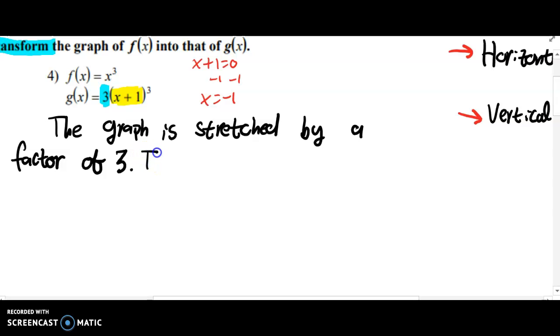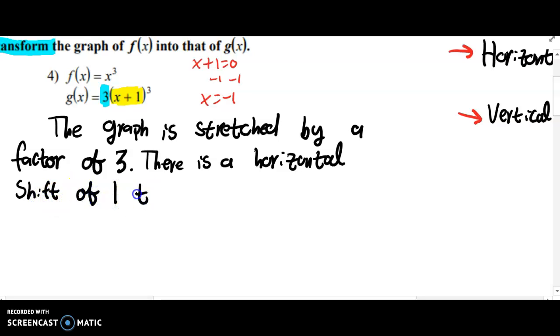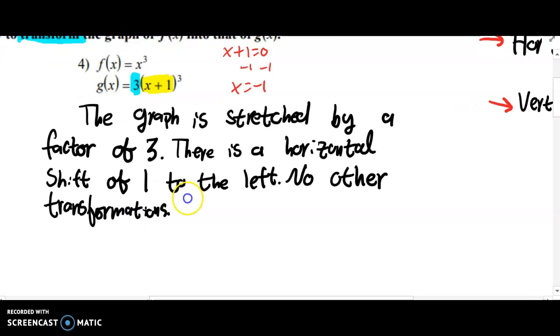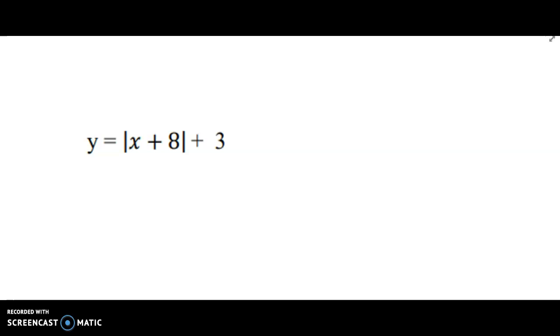So we're going to say there is a horizontal shift of 1 to the left. And there's nothing else, so that is it. So we're going to say no other transformations. All right, we're going to do some more examples. We can call this guy example 3.